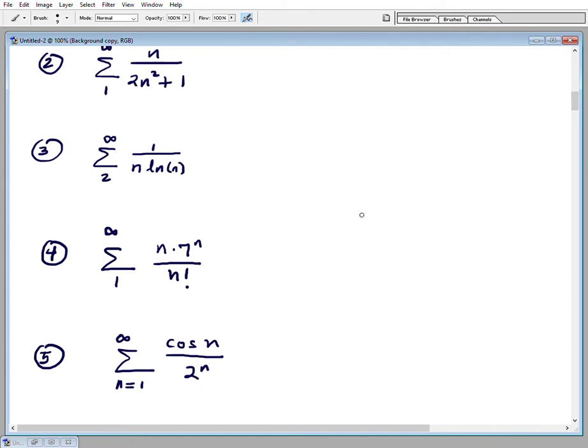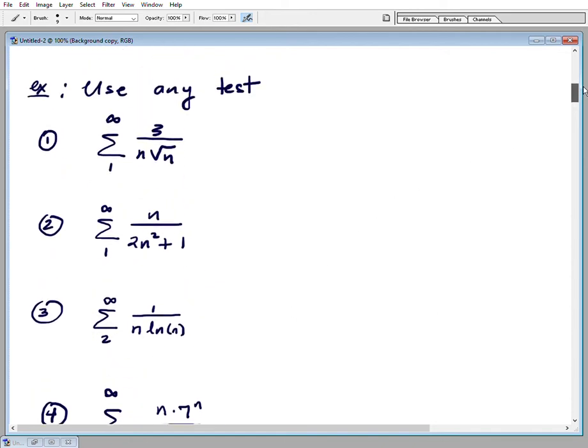Okay, let's look at those. It says use any test. Does somebody want to tell me what could be used here in number 1? Anyone see what could be used here? First of all, let's write this: n times n to the 1/2. Let's multiply n times n to the 1/2, so we have n to the 3/2. Right now, does this one converge or diverge? Anyone tell me? Converge or diverge? What do you think?